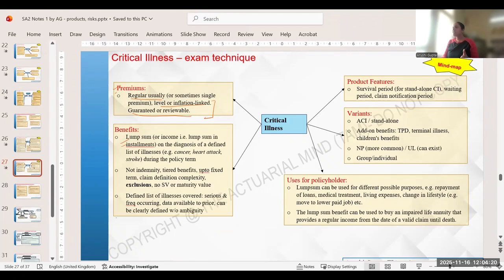Then there is a lump sum, but in this there can sometimes also be that same lump sum but paid in installments. So again, something to not get shaken up about if you see that being discussed in the exam, somebody selling this kind of product, right? Then on the diagnosis of CI, which is basically always a defined list of illnesses during that policy term.